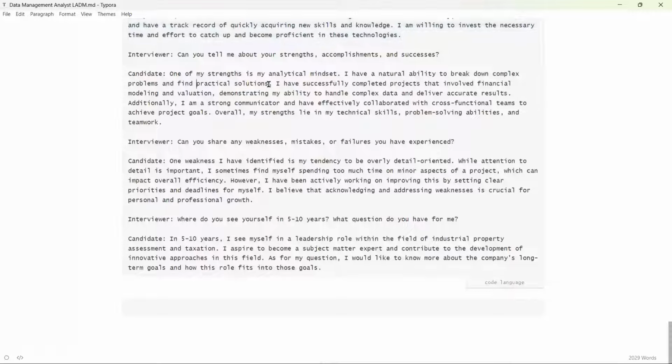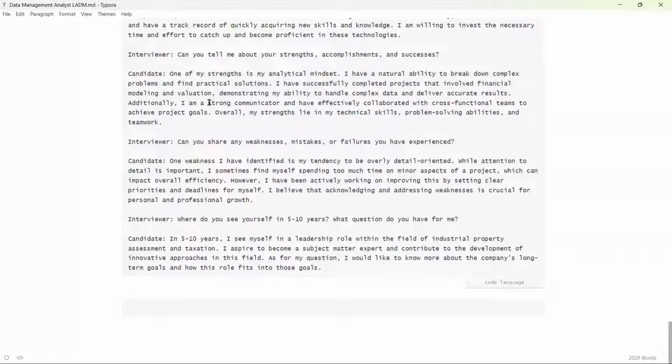Okay, can you tell me about your strengths, accomplishments, and successes? One of my strengths is my analytical mindset. I have a natural ability to break down complex problems and find practical solutions. I like this. I have successfully completed projects that involve financial modeling and valuation, demonstrating my ability to handle complex data and deliver accurate results. Additionally, I'm a strong communicator and have effectively collaborated with cross-functional teams to achieve project goals. Overall, okay, what do you think?